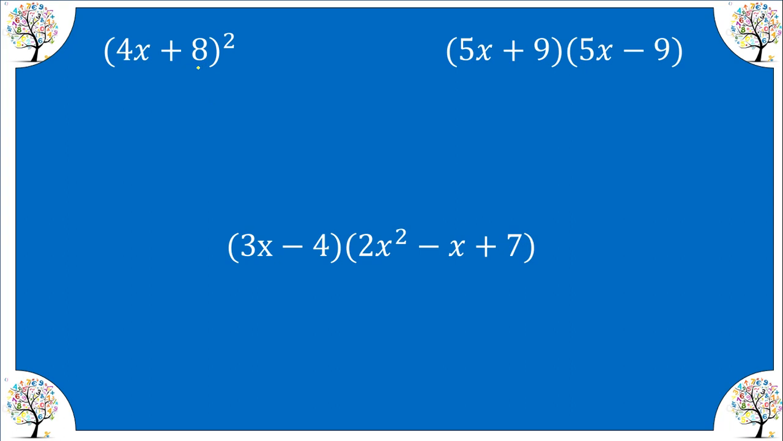Let's look at our third example. This is 4x plus 8 quantity squared, which means we have to write 4x plus 8 out twice. We're multiplying 4x plus 8 times 4x plus 8. Don't think you can just square this term and this term. We have to write the binomial twice.